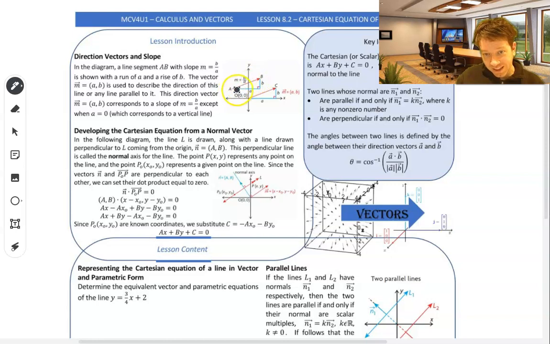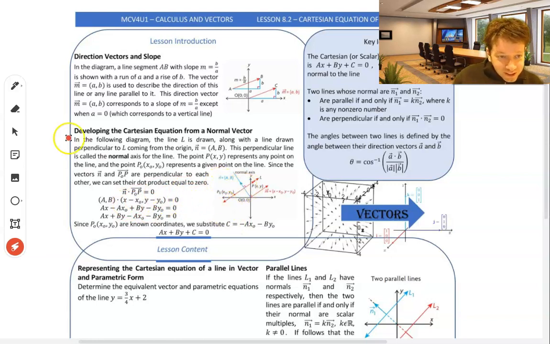So if you just take this line here, you can see the slope is rise over run, which would be b over a. That's our slope. Now if we write a direction vector parallel to that one there, notice that its direction vector has the coordinate a, b. So that's one thing to take note of.